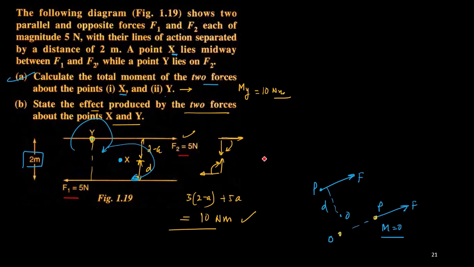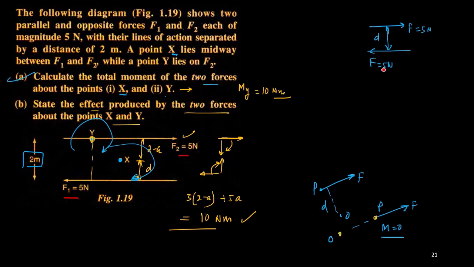Okay. So what you learn from this exercise is that this is an example of a couple. Why? Because one force of magnitude 5 Newton is acting towards the right, and another force of the same magnitude of 5 Newton towards the left. So for a couple, only the distance between these two forces will matter.